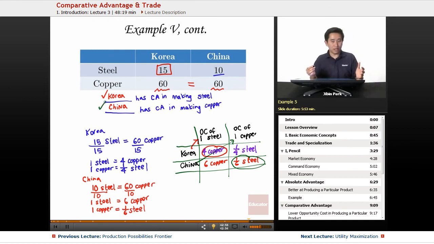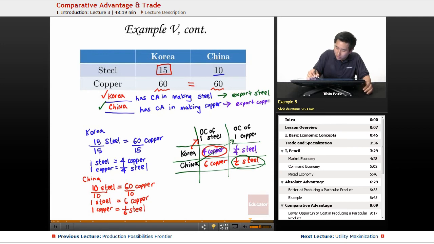So in terms of trade, Korea is going to trade in what it has comparative advantage. So Korea is going to make steel and it will export steel. Whereas China has comparative advantage in copper and China will export copper and import steel. And conversely, obviously, Korea is going to export steel but import copper.